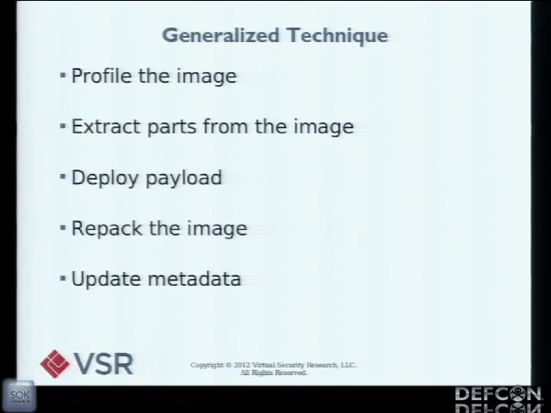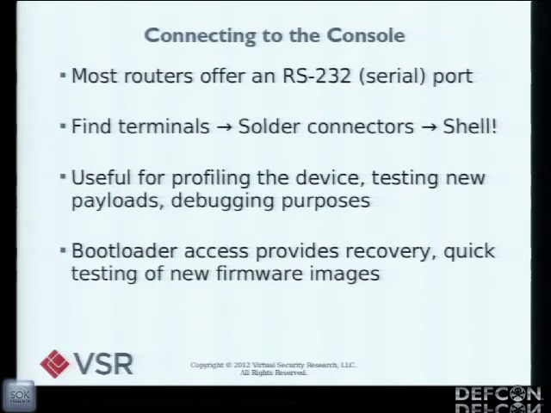So basically, what's the generalized technique that I came up with? The 5 points to pwnage: profile the image, extract the parts from the image, deploy the payload, repack the image, and update the metadata, in that order. It seems fairly intuitive when you break it down like that, but going from 0 to the end product took a lot of playing around, a lot of trial and error. By following these steps, you can essentially use the same generalized technique and approach any firmware image, whether it's been already reverse engineered or not.